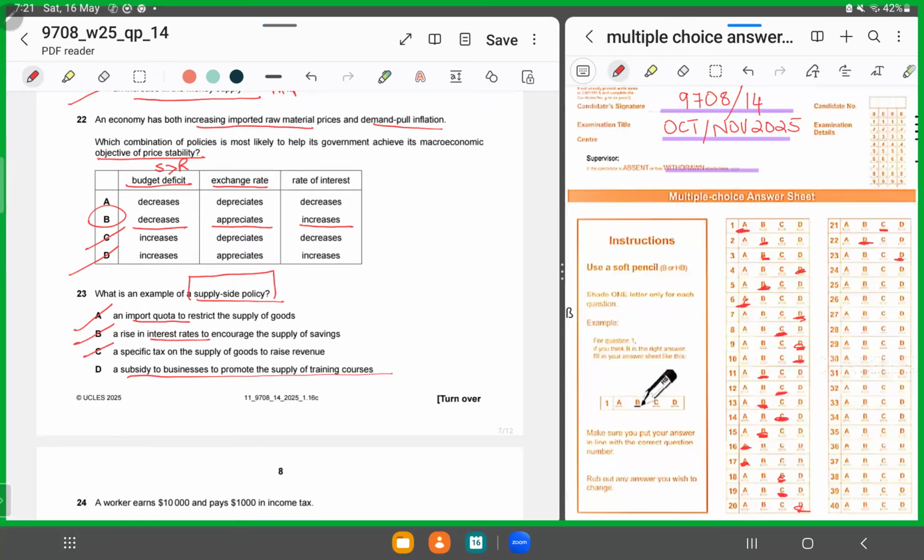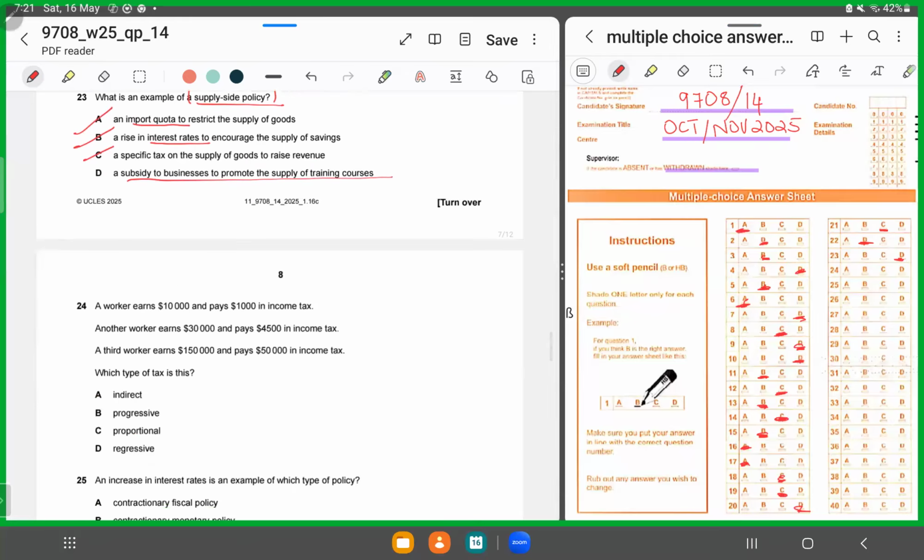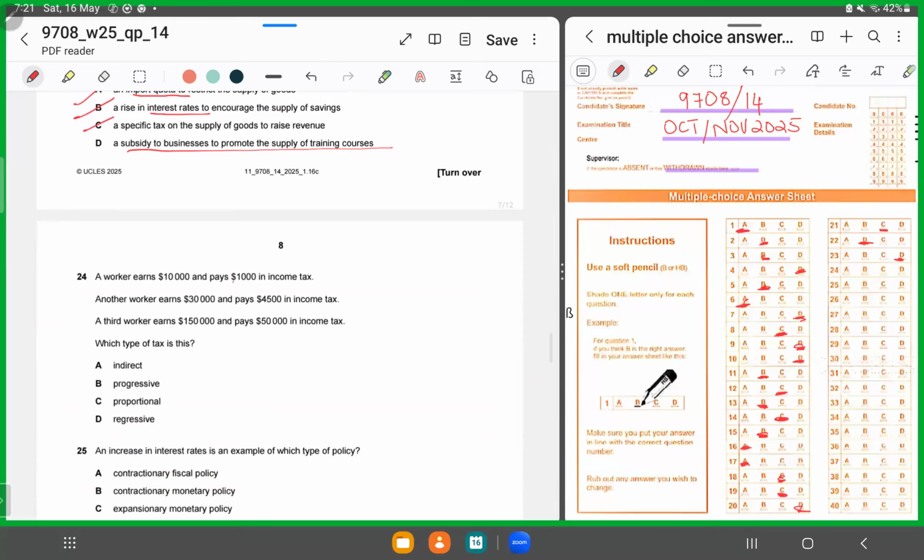Moving forward, number 24. A worker earns 10,000, pays 1,000 in income tax. Another earns 30,000, pays 4,500, another earns 150,000 and pays 50,000 income tax. Now notice what is happening. As the level of income increases, so does the level of income tax. Now what does this show? What type of tax? Progressive. That means that as the level of income increases, the proportion of tax increases. So for 24, we'll shade in B as the correct answer.